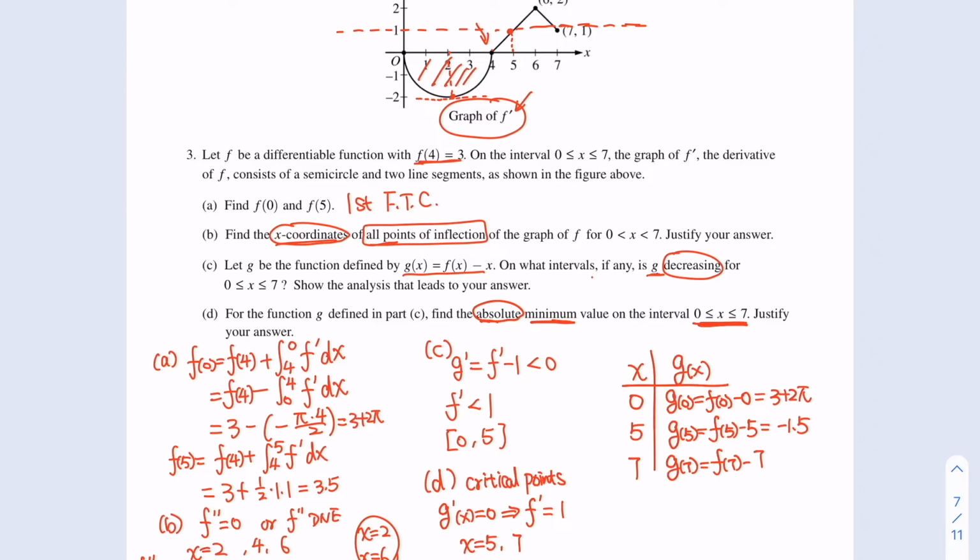We don't have f(7) yet, so we have to evaluate f(7), which is f(4) plus the integral from 4 to 7 of f prime dx. f(4) equals 3, and from 4 to 7 is the area here. We can calculate the area here, which gave us 3.5, so f(7) is 6.5. So g(7) gives us negative 0.5. We compare all three values. So at x equals 5, it's the absolute minimum, and the absolute minimum value is negative 1.5.